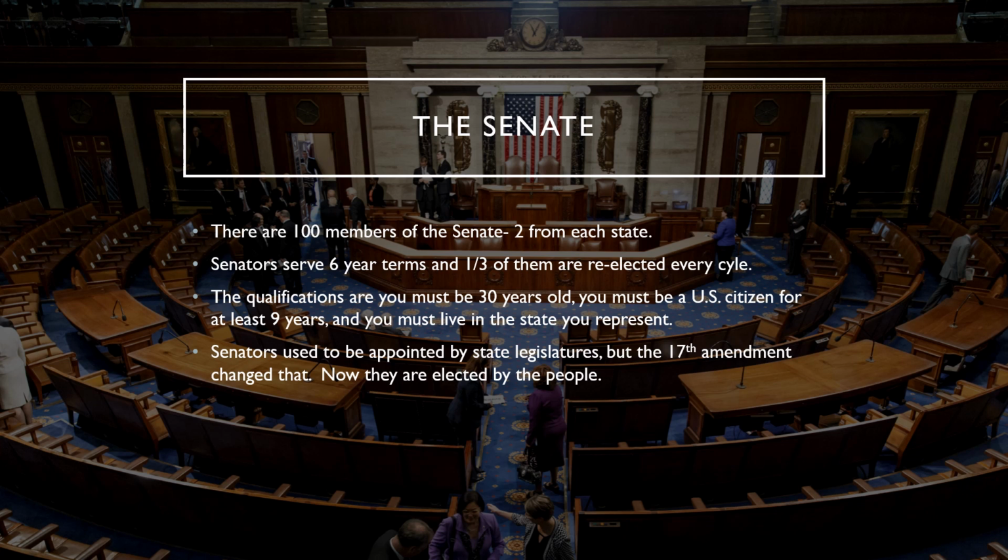The 17th Amendment changed that. Because of the 17th Amendment, now senators are elected directly by the people. But for the first 100+ years of our history, that wasn't the case. Senators weren't elected by the people. They were appointed by the legislatures.